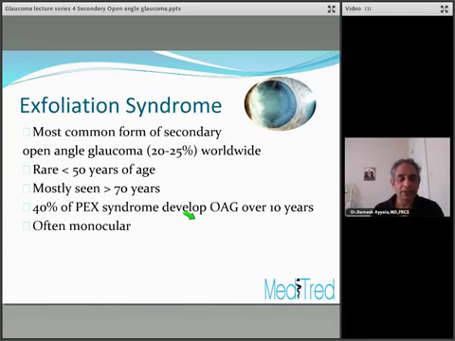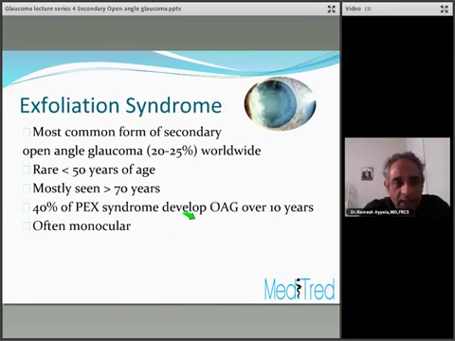So, exfoliation syndrome. Now, I dropped the word pseudo from here on, simply to reflect that your BCSC book calls this exfoliation. The terminology has changed a little bit. Some people still refer to this as pseudoexfoliation. Some people are using the word exfoliation. In both cases, remember, they're talking about the same entity here.